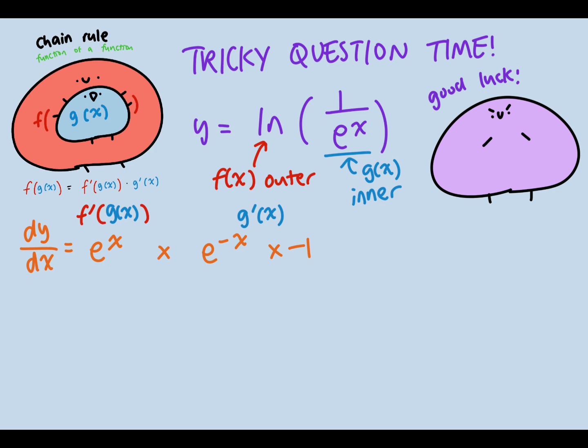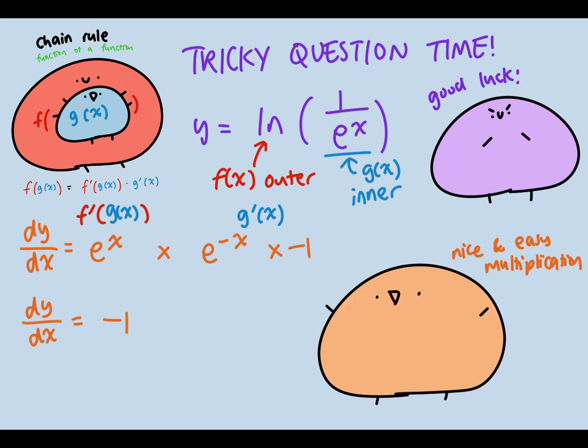Moving on to the inner function of 1 over e to the x, which we can also write as e to the negative x. Here, we can apply the chain rule again, recognizing the second outer function as e to the power of the inner function, which is just e to the negative x again. The derivative of negative x is negative 1. Now let's multiply e to the x by e to the negative x by negative 1. This simplifies very nicely to negative 1. Wait, it's that easy? Well, it can be, if you know what you're doing.